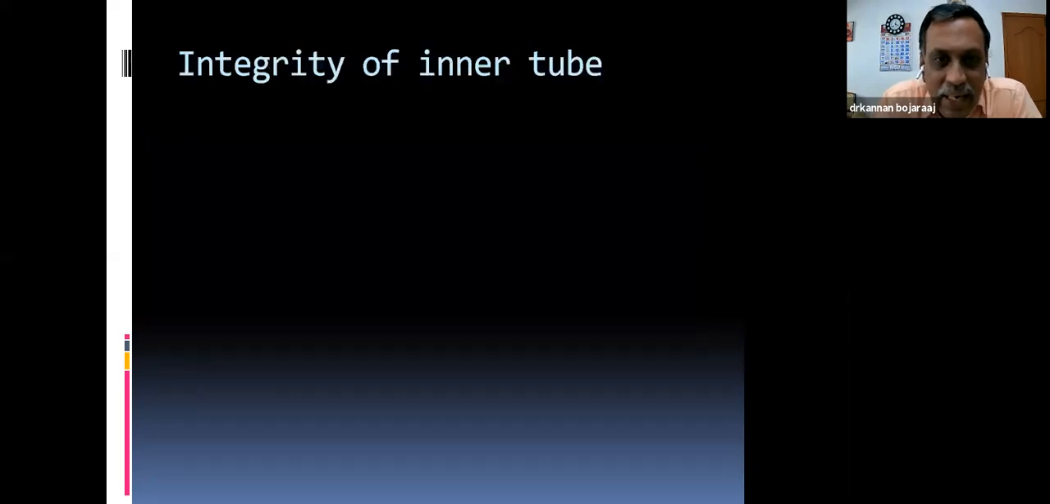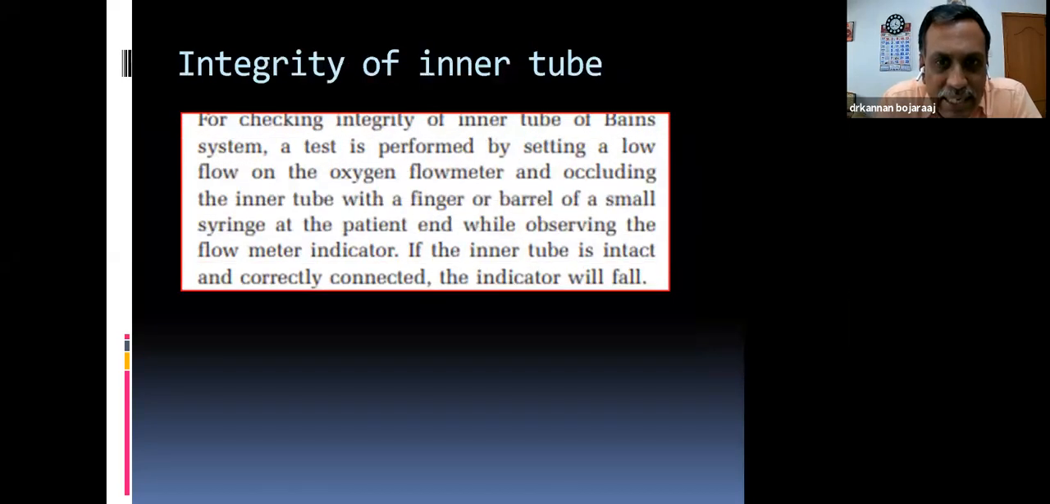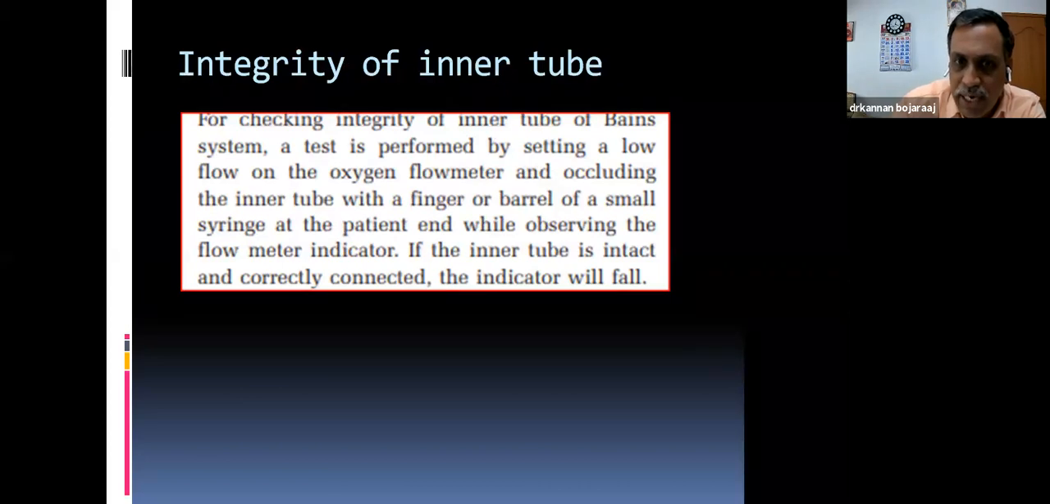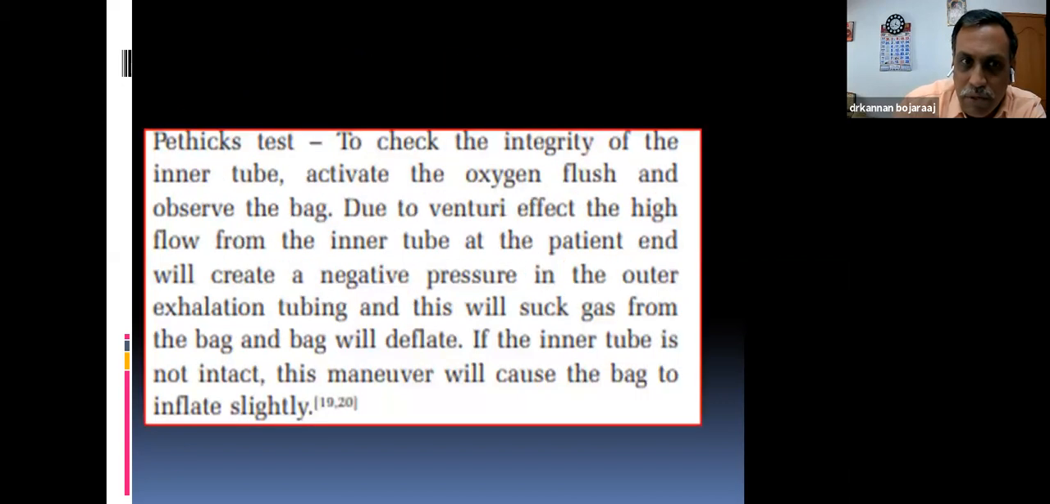Okay. And then checking the integrity of the inner tube of the Bain. That is what Kannan told: low flow oxygen on the flow meter, occluding the inner tube with the finger or the barrel of the syringe. What was already told earlier, very good. And the Pethick test you have told earlier.